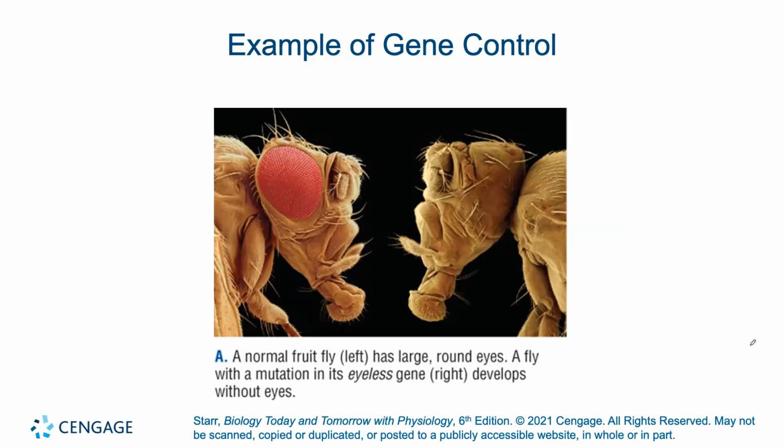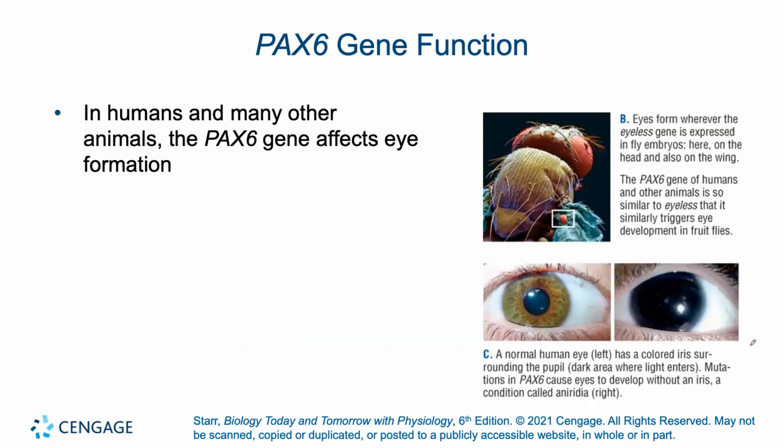Okay, and depending on where we are in the organism, that first gene may be different in those regions, and the second genes may be different, and so on. Okay. In humans and many other animals, the PAX6 gene can affect eye formation. In panel B, eyes form wherever the eyeless gene is expressed in the fly embryo, here on the head, and also on the wing of this fly. The PAX6 gene in humans and other animals is so similar to eyeless that it triggers eye development in fruit flies. So they're using the human gene in the fly here to cause that to happen.